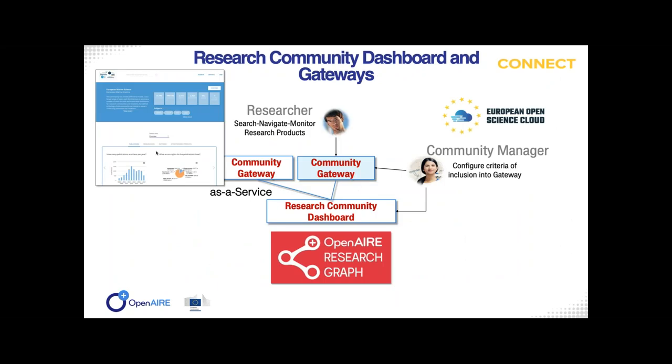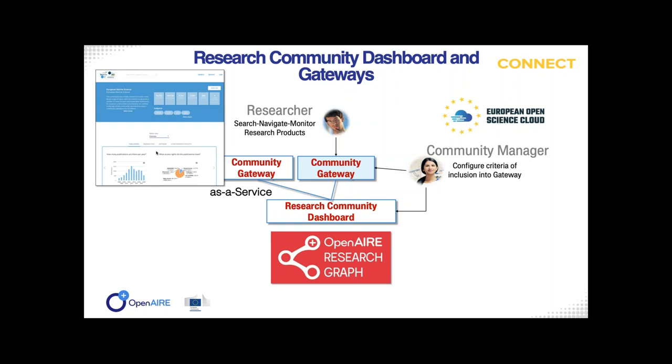Finally, just a few words on what we have built as Connect. Sorry, I'm a bit out of time, but it's going to take another 4 minutes. Out of the graph, we can view the graph basically through the eye of a given community, a scientific community. So we built this service called Research Community Dashboard, through which on demand we can produce what we call a community gateway.